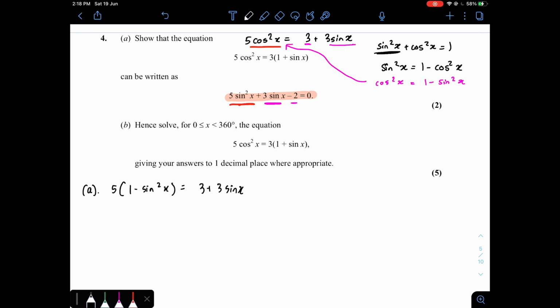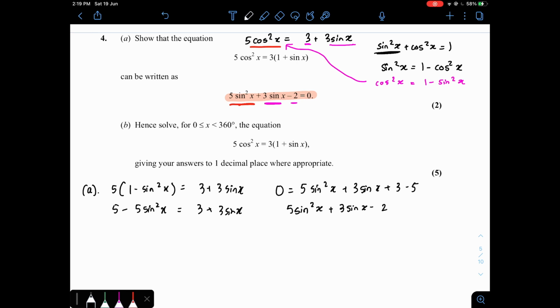Now all we do is just expand, so that'll be 5 minus 5 sine squared x equals 3 plus 3 sine x, and we move the sine squared x to the other side and the 5 to the other side, so that will be 5 sine squared x, so that will be 0, plus 3 sine x plus 3 take away 5. So our final answer will be, obviously we need to show, so sine squared x plus 3 sine x minus 2 equals 0.